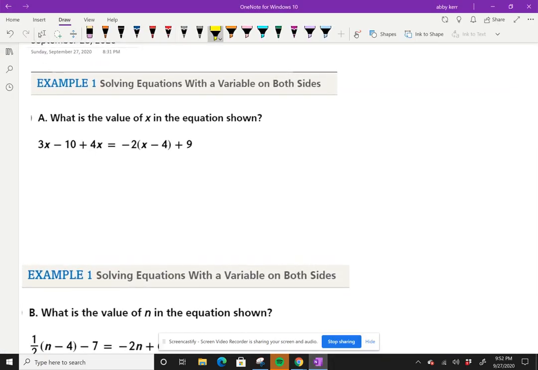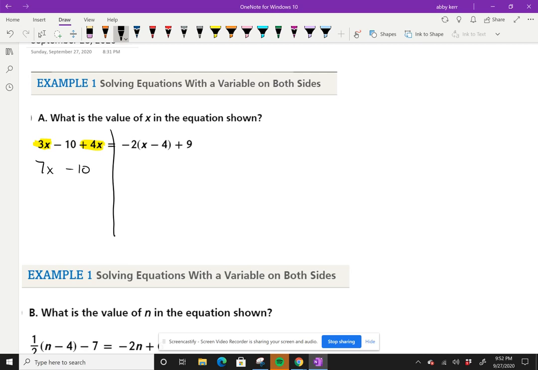So you can do this a few different ways. Just make sure that you show me work. So either highlight or circle 3x and this positive 4x can combine because it's on the same side of the equal sign. So then it tells us 3 plus 4, which is 7x minus 10.